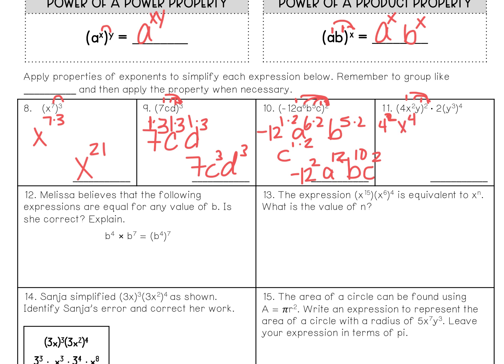2 times 2 is 4. 1 times 2 is 2. I still have my 2. Only thing inside the parentheses is that y. So 3 times 4 is 12.